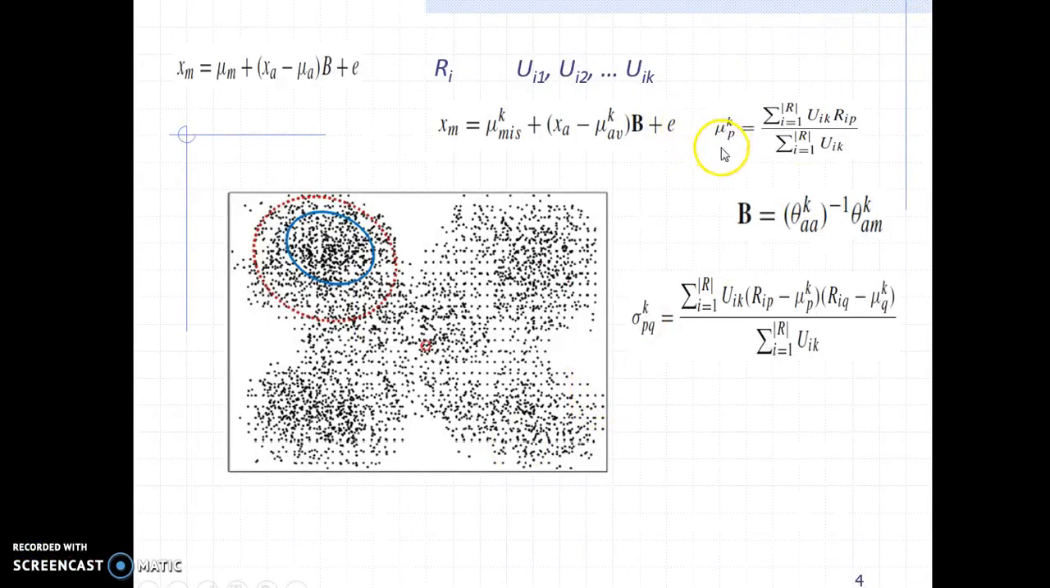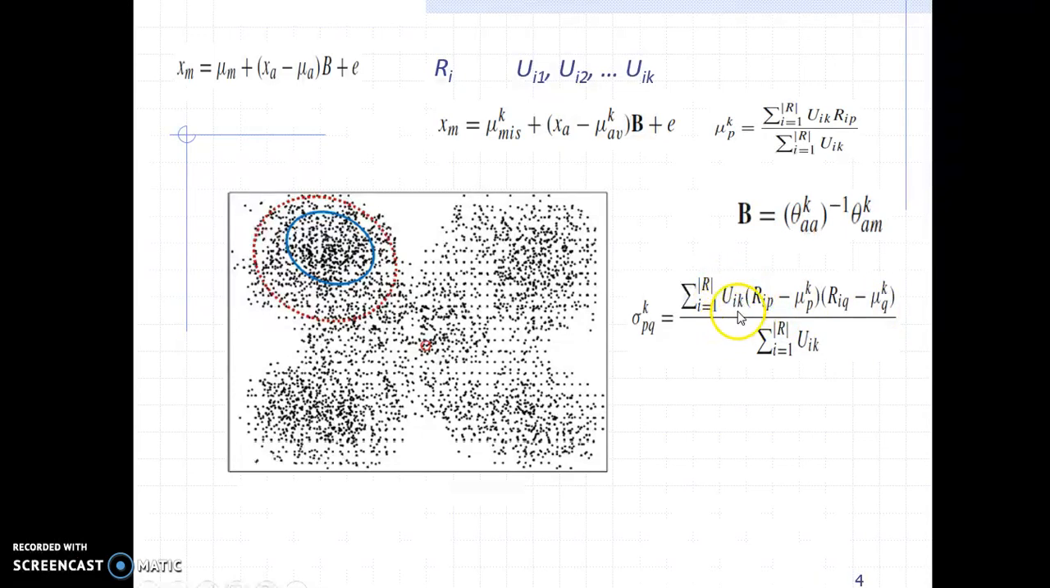Once we compute these mean values, they can also be used in calculating the covariance between two variables P and Q in the context of the cluster K. So covariance between two attributes, two variables P and Q, can be computed using these mean values, and we are just taking into consideration the fuzziness of the data set.